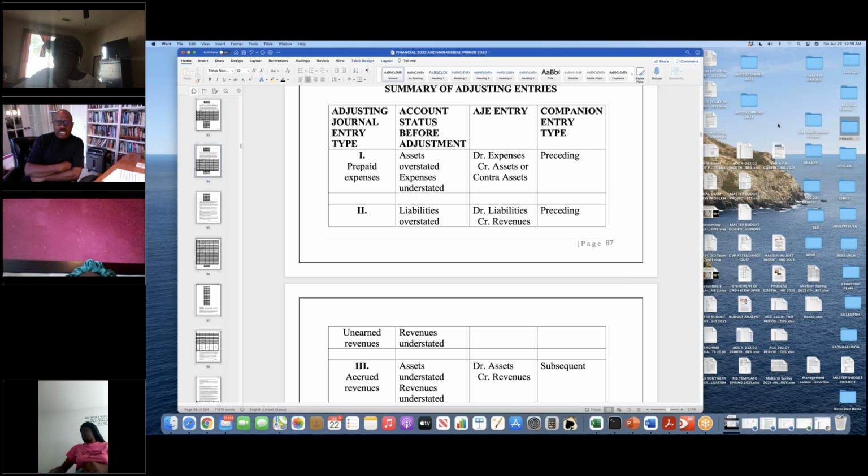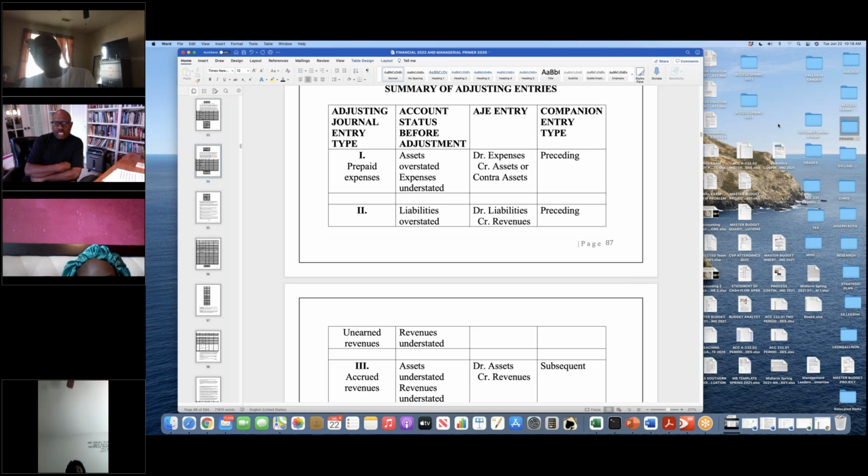With a type 1 and a type 2, a cash transaction has already occurred before the adjusting entry. Now, the adjusting entry itself is not going to have cash in it, but there's a previous cash entry. There's a transaction that has either had cash or is going to have cash related to it, and then we make the adjusting entry. That's adjusting entries 1 and 2.